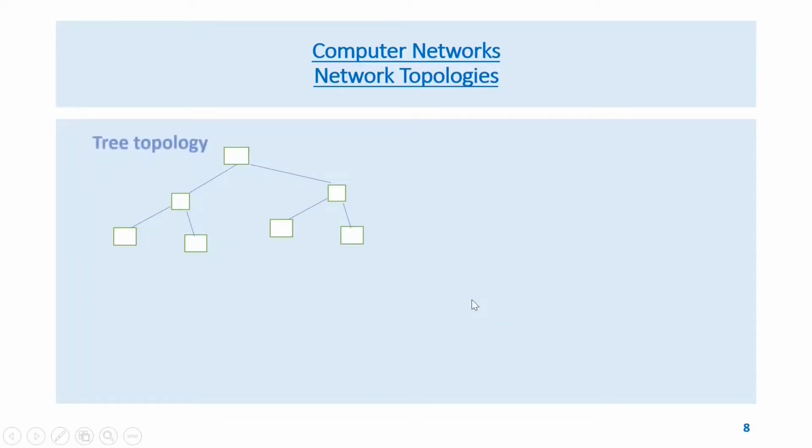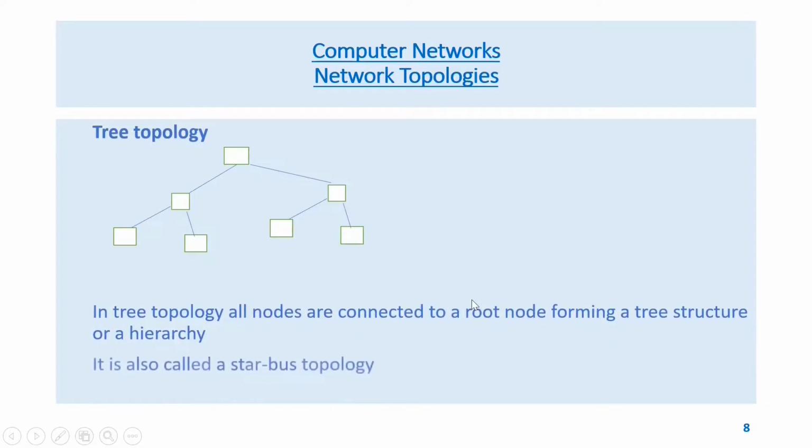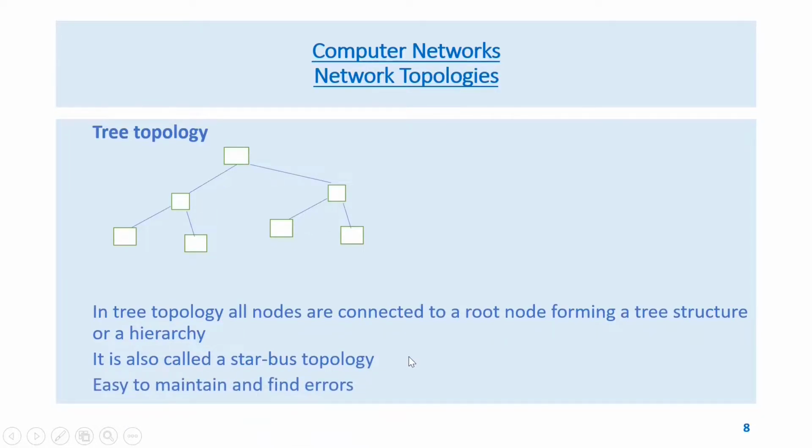Tree topology. In tree topology, all the nodes are connected to a root node forming a tree structure or a hierarchy. So this is the root node and all the nodes are connected to that root node. It is also called a star bus topology. And it is easy to maintain and find errors.